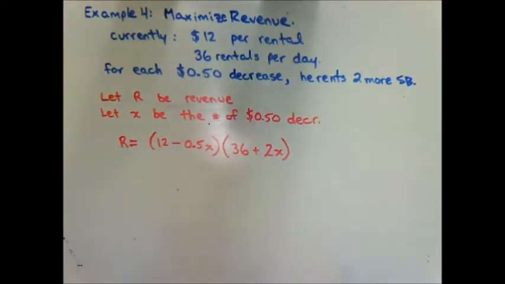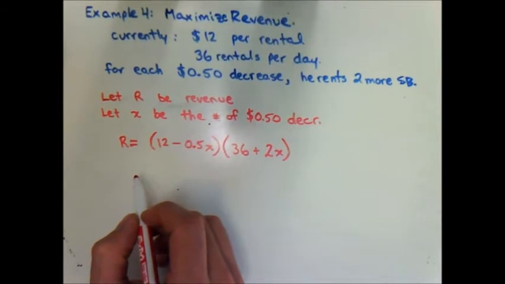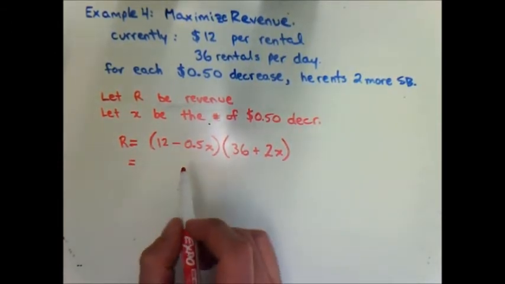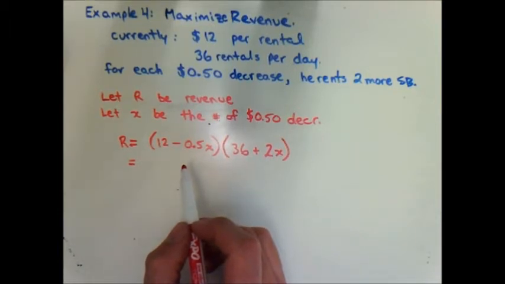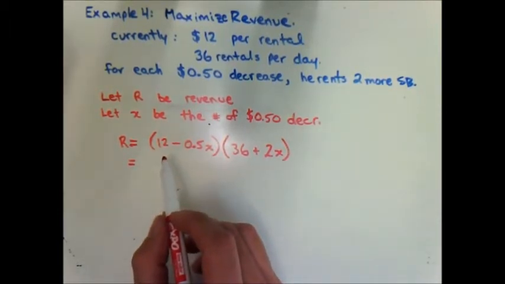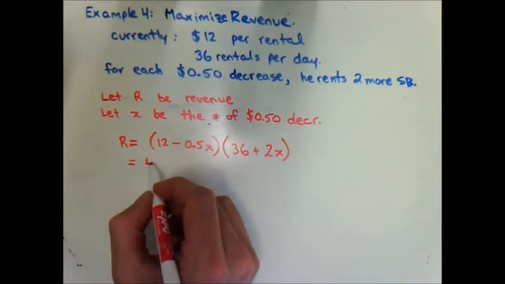Okay, so here is our equation in factored form. So first what we need to do is expand this into standard form, and then we're going to complete the square, and I'm going to go fairly quickly. To convert it into standard form, that's just the distributive property. It's foiling, okay? So we have 12 times 36, which is 432.